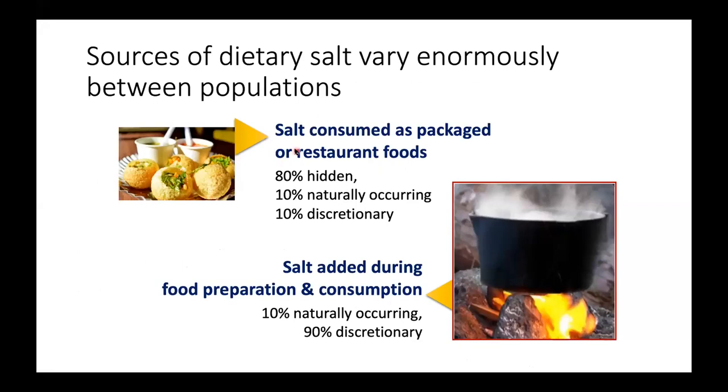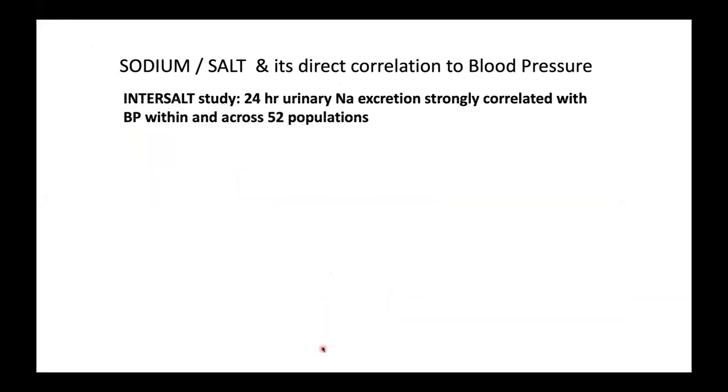What are the sources of salt? When you consume packaged or restaurant food, 80% is hidden, 10% is naturally occurring, and only 10% is discretionary. When you have a homemade preparation, only 10% is naturally occurring and 90% is discretionary. Here you can see that you can change this 90% discretionary salt intake.